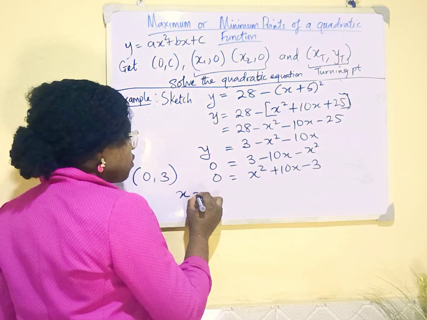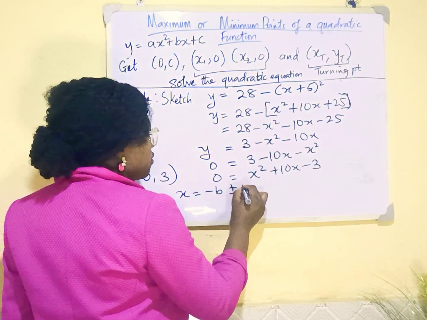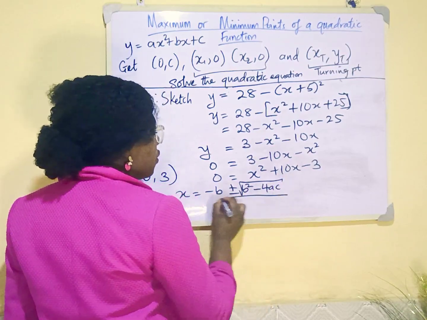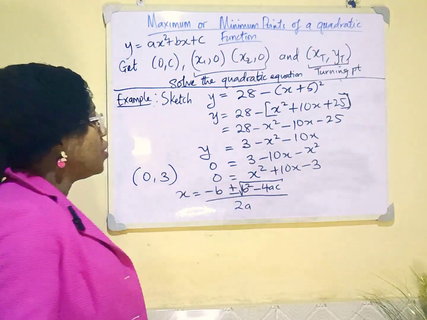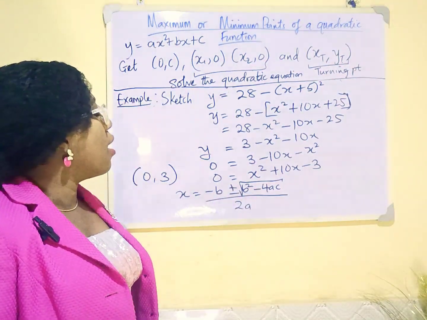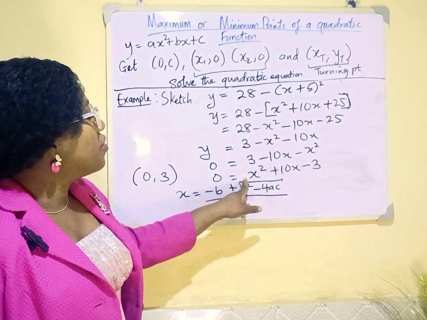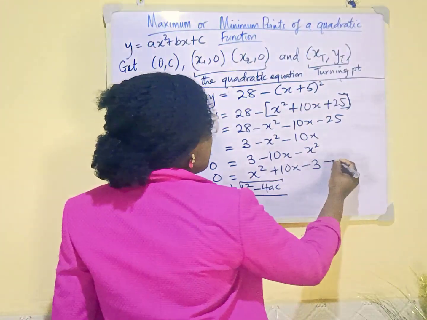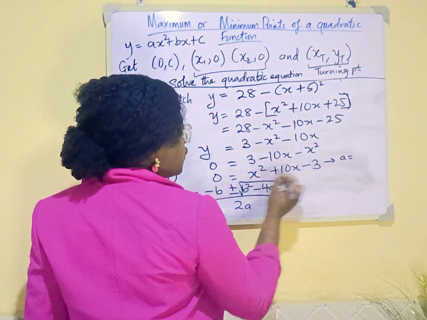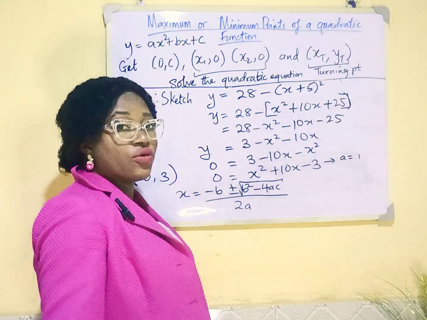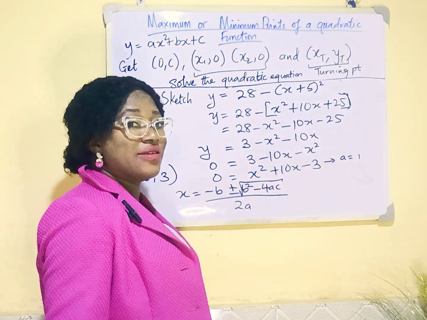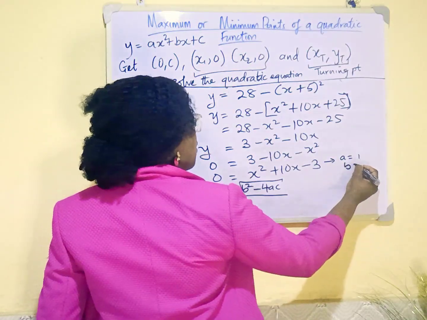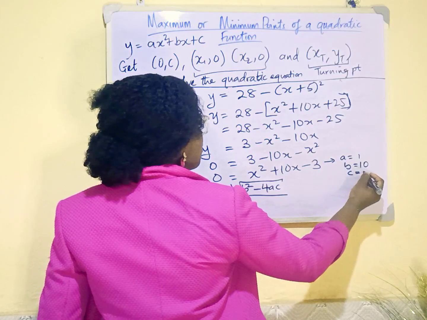So you have x is equals to minus b plus or minus root b squared minus 4ac all over 2a. So we need to know what our a, b, and c are. Please be careful. You would see that we multiplied through by minus 1, so our a has changed. Here our a is 1, the coefficient of x squared, and that's only because we multiplied through by minus 1. It is not the same equation. Please take that into consideration. B is equals to 10, and then C is equals to minus 3.